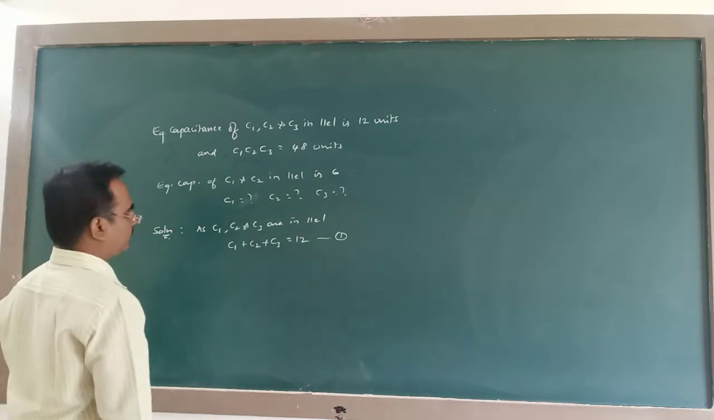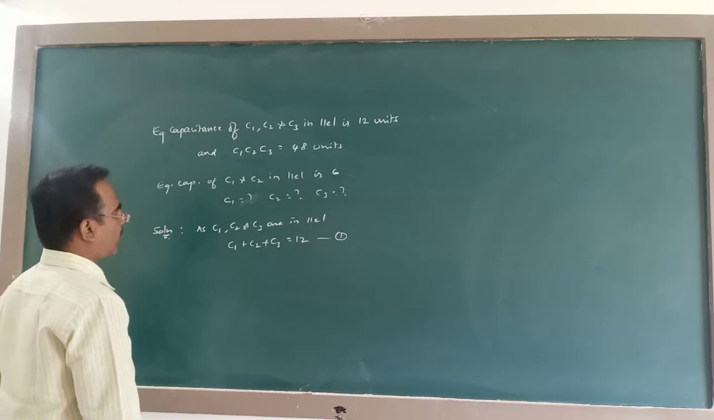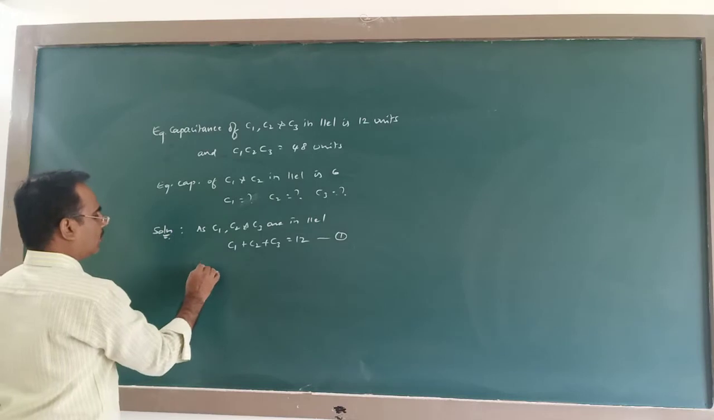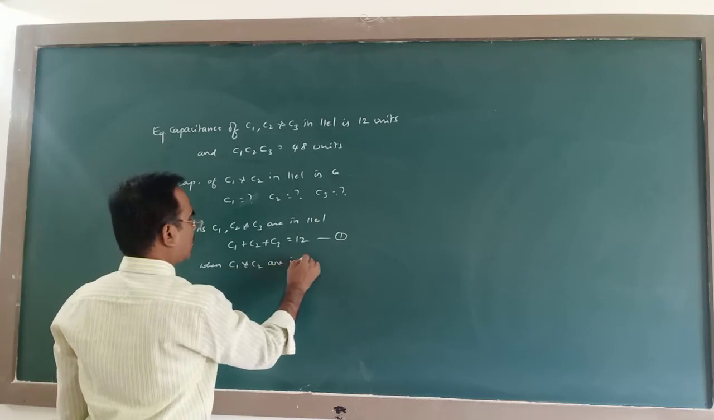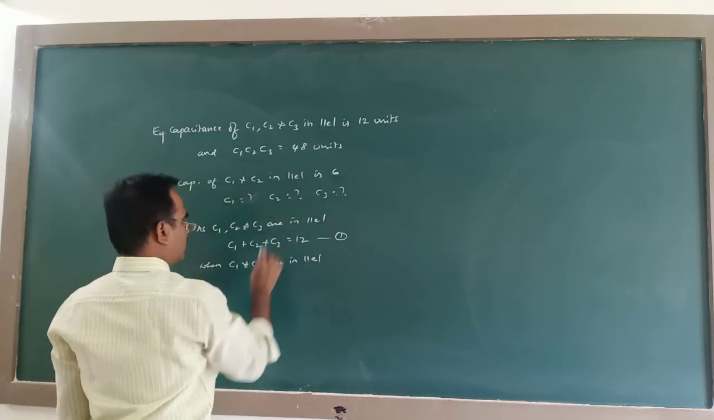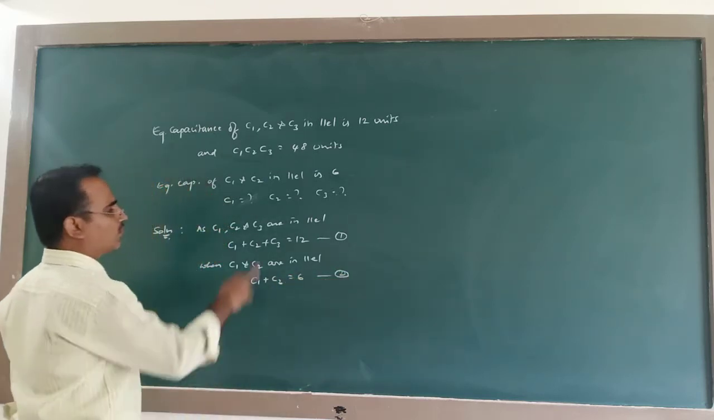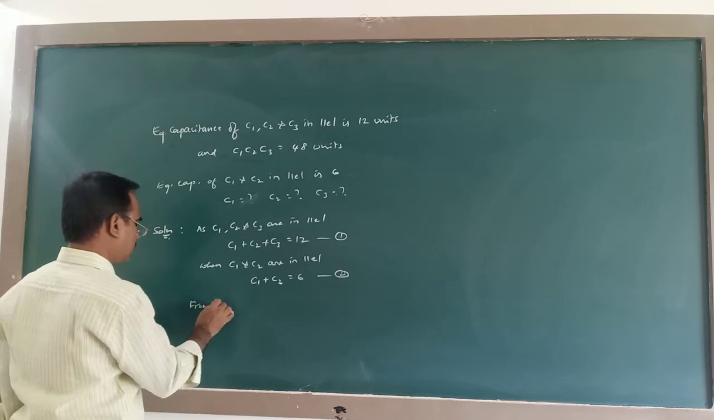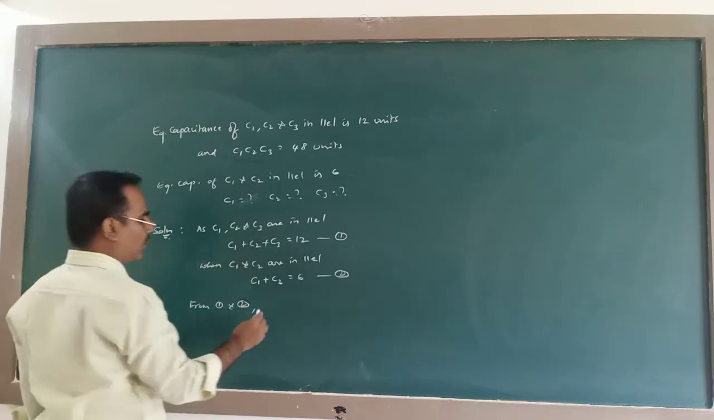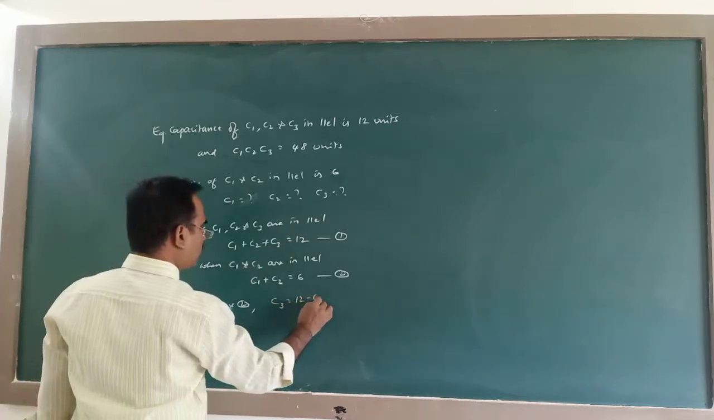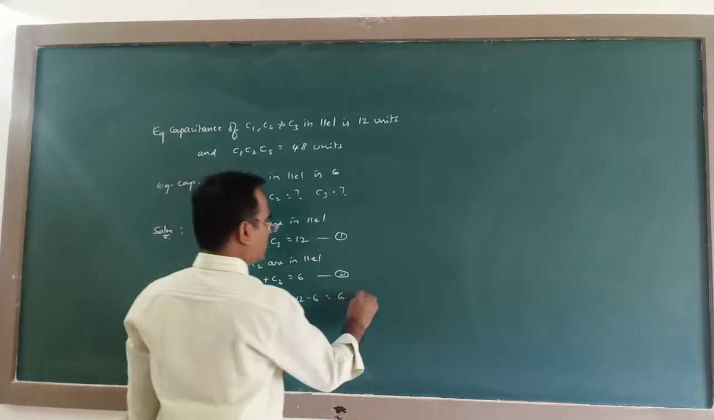Next, when C1 and C2 are in parallel, effective capacitance is C1 plus C2, this is equal to 6. So from 1 and 2, 6 plus C3 is 12. This C3 is equal to 12 minus 6, it is equal to 6. You got C3. So this is equation 3.